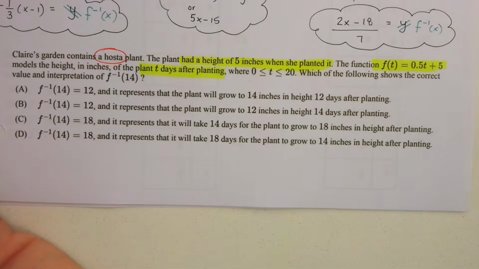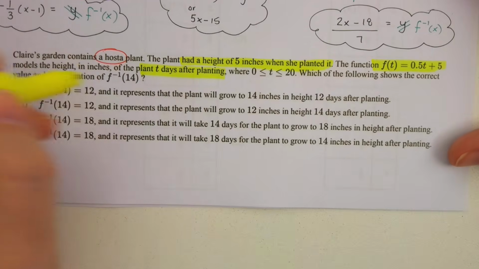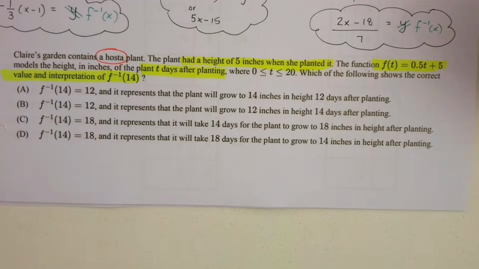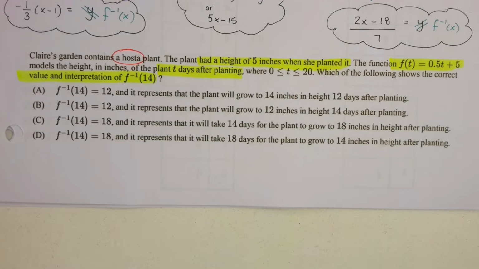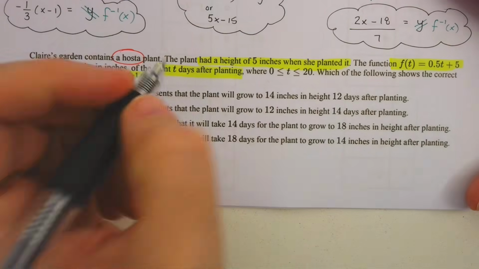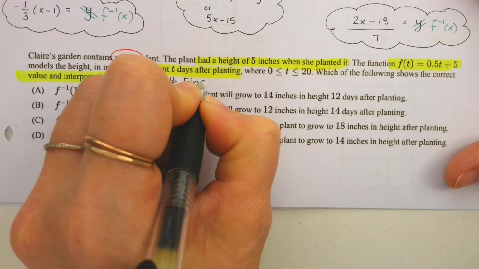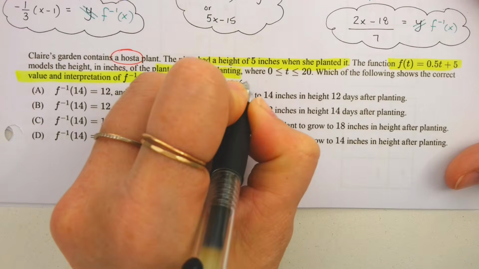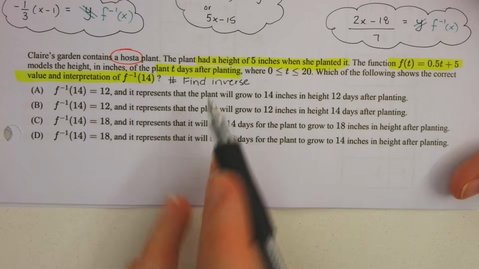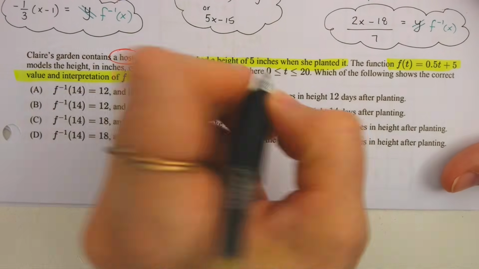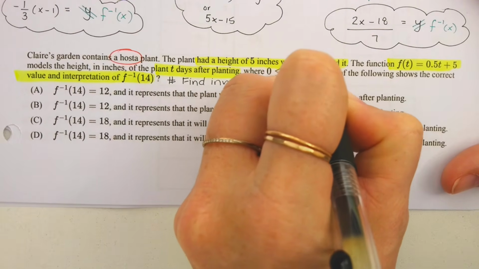So between 0 days and 20 days after planting. Which of the following shows the correct value and interpretation of f inverse of 14. So this is kind of like two things that we're going to need to do. Hashtag, we're going to need to probably find the inverse. Hashtag find the inverse. And after we know the inverse, what are we also going to need to do? Figure out the value of 14. Find f inverse of 14.